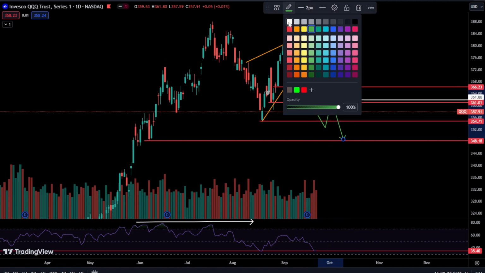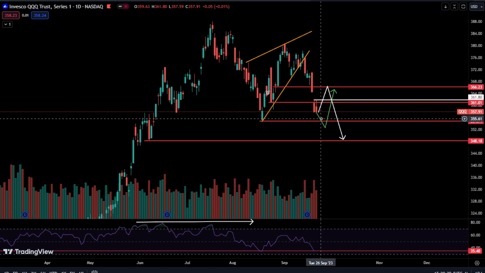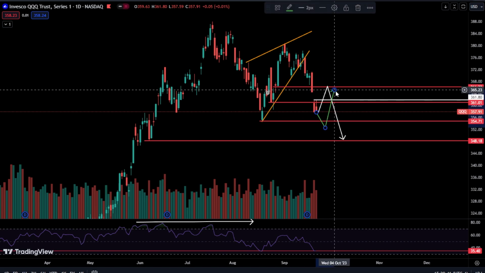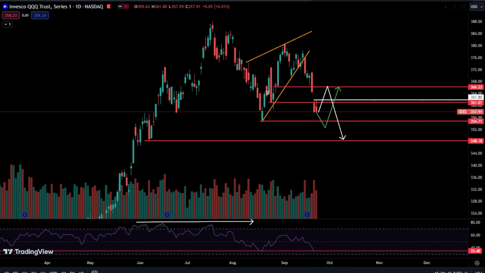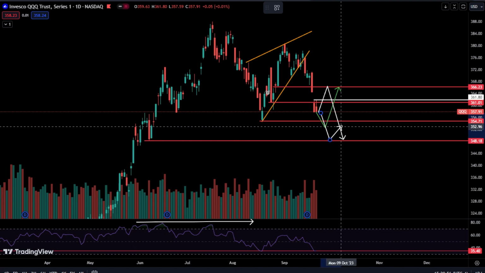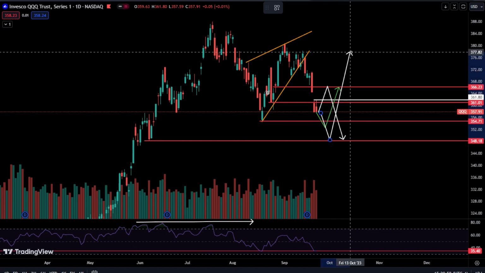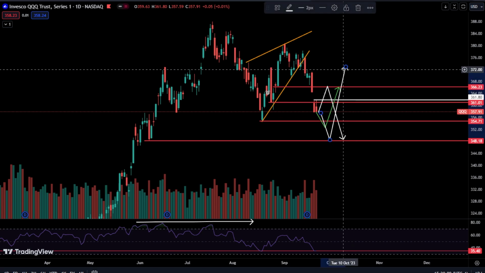We'll make this one the white path. And I'm just going to say, this green path, I think this is the most likely one, in my opinion. And what do we have? We'll make this one the red path. Why? Because this is death. We're coming all the way down to 348. We're going to have a $10 drop over here within a few days, Monday or Tuesday. And then what do you get? You get that.